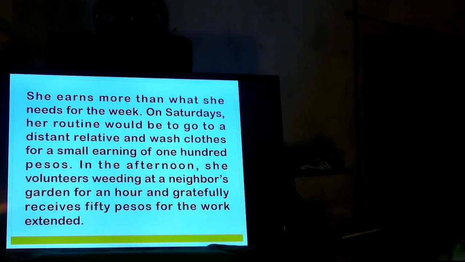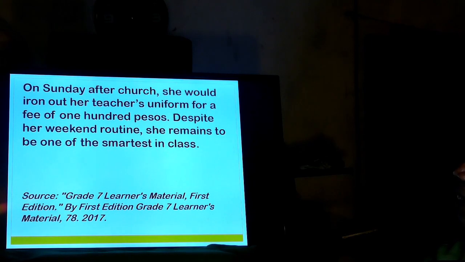On Saturdays, the routine would be to go to a distant relative and wash clothes for a small earning of 100 pesos. In the afternoon, she volunteers weeding at a neighbor's garden for an hour and gratefully receives 50 pesos for the work extended. On Sunday after church, she would iron out her teacher's uniform for a fee of 100 pesos. Despite her weekend routine, she remains to be one of the smartest in class. This was taken from Grade 7 Learner's Material, First Edition.